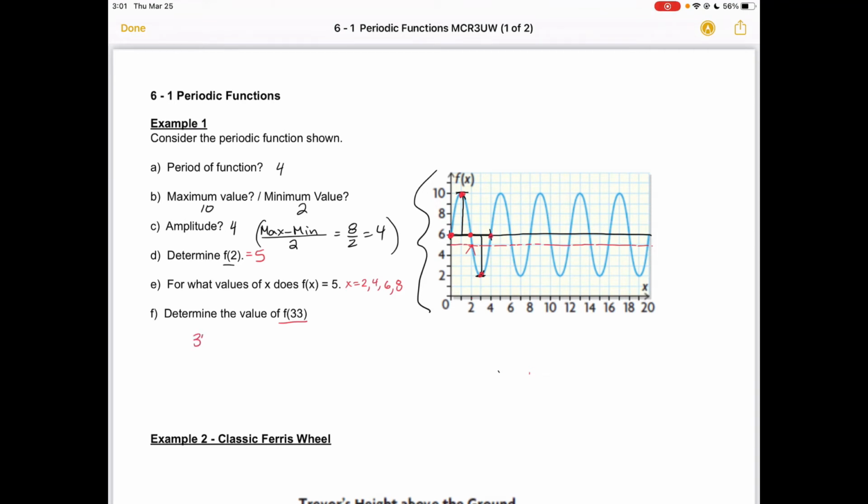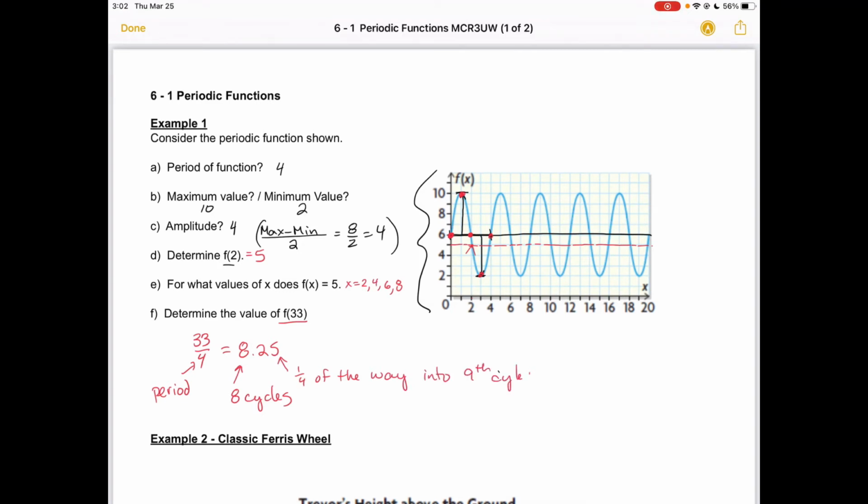So what I'm going to do is 33 divided by 4. 4 is the length of my period. This is going to give me 8.25. So what that means is it's 8 cycles in, and then 1/4 of the way into the 9th cycle.